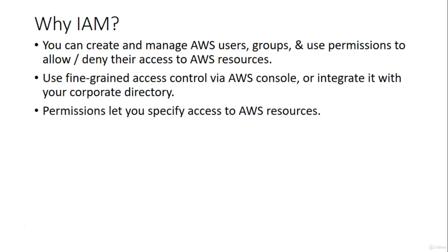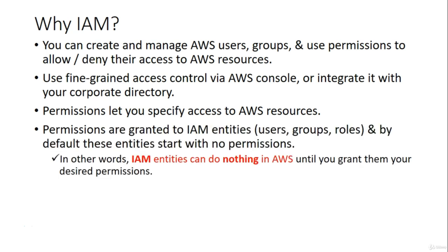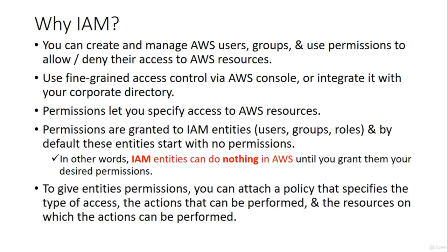Permissions let you specify access to AWS resources. Permissions are granted to IAM entities, users, groups or roles, and by default these entities start with no permissions. Remember this. By default these entities start with no permissions. In other words, IAM entities can do nothing in AWS until you grant them your desired permissions. To give entities permissions, you can attach a policy that specifies the type of access, the actions that can be performed, and the resources on which the actions can be performed.